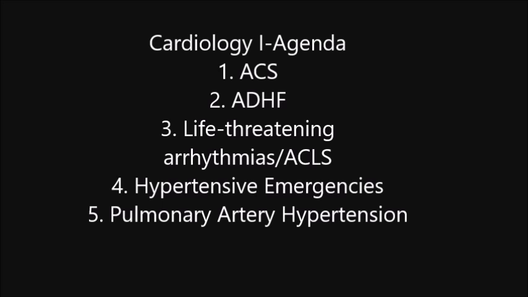So what TIMI does is you get basically a point for each of these, such as age greater than 65, and then you add up the points, and what it tells you is the likelihood that that patient is going to suffer death, recurrent MI, or severe recurrent ischemia within the first 14 days. There's another risk calculator called GRACE, the Global Registry of Acute Coronary Events. Again, the take-home message is the high-risk patient goes to the cath lab.